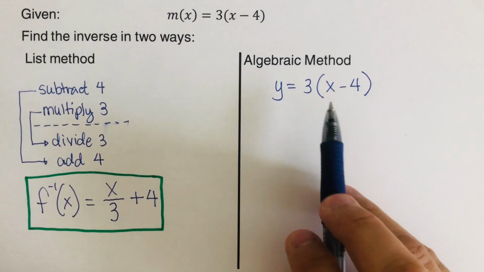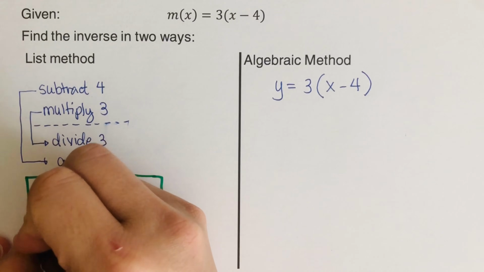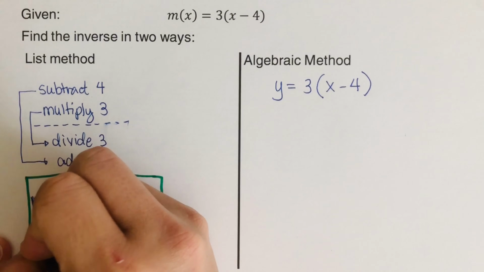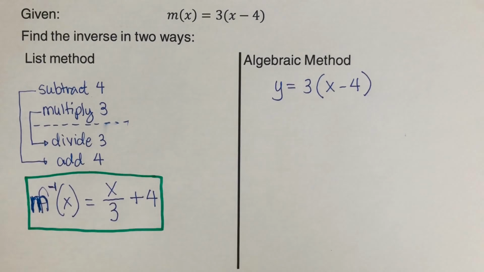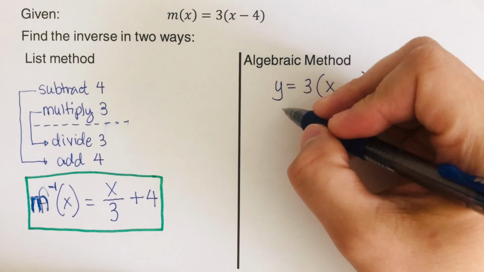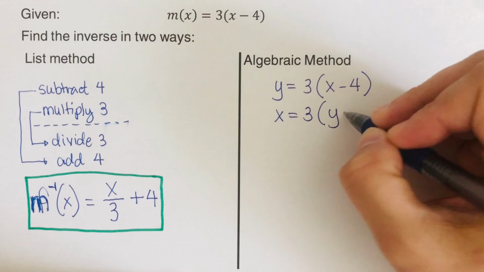And so from here, I can go ahead and, oh, by the way, we can rewrite this as m. So I'll change that to m. So that should be m inverse. Okay, since that is m of x, I changed this to m inverse of x. Okay, so going back to this, that would be x is equal to 3 parentheses y minus 4.